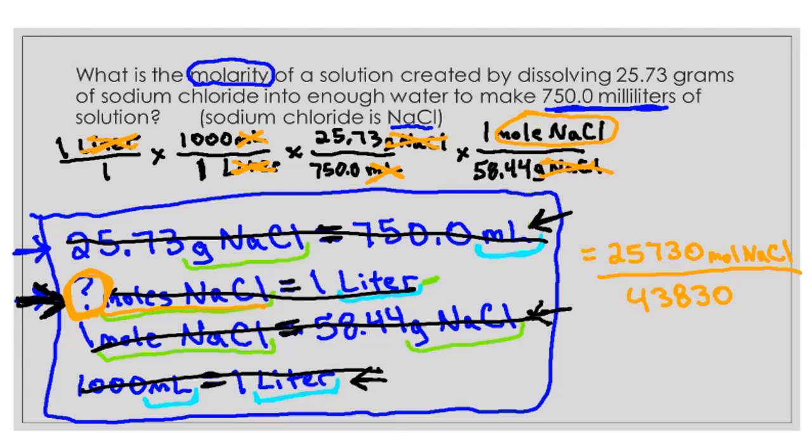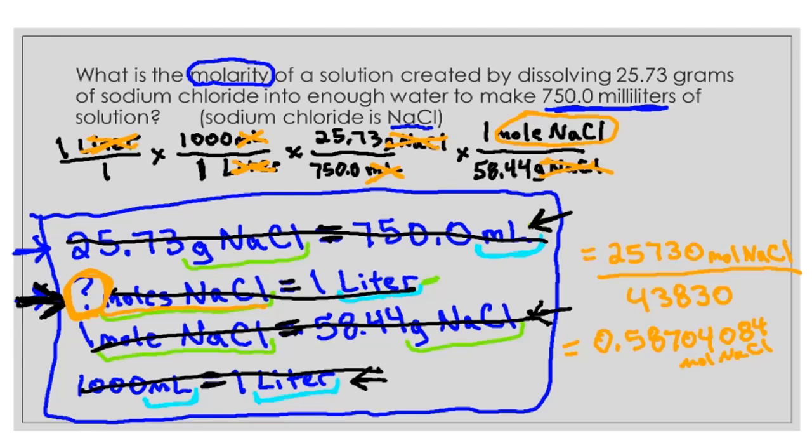Now all we need to do is divide this out. So 25,730 divided by 43,830 equals 0.58704084 moles of sodium chloride.